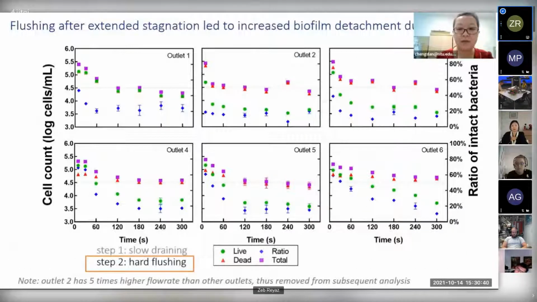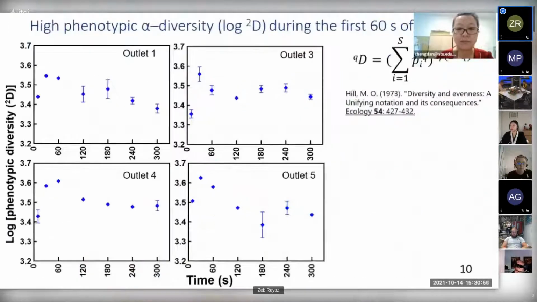The 6 plots in this slide show the profile of bacterial cell count during the 5-minute flushing window of all 6 replicate pipes. As we can see, the highest bacterial cell count occurred during the first minute and then gradually stabilized.